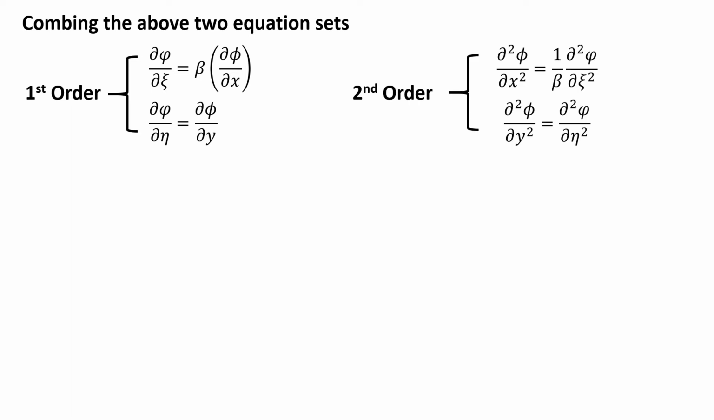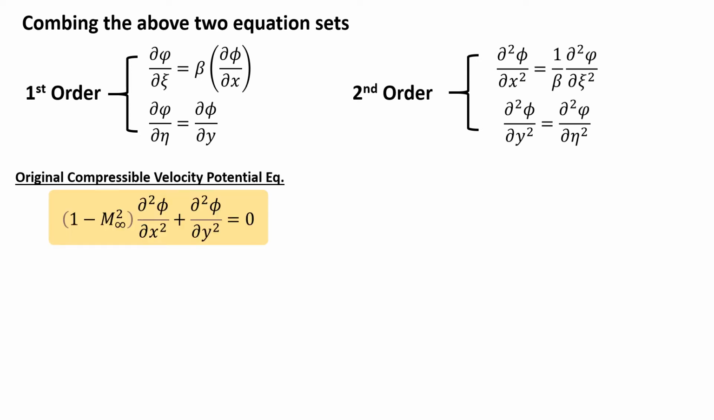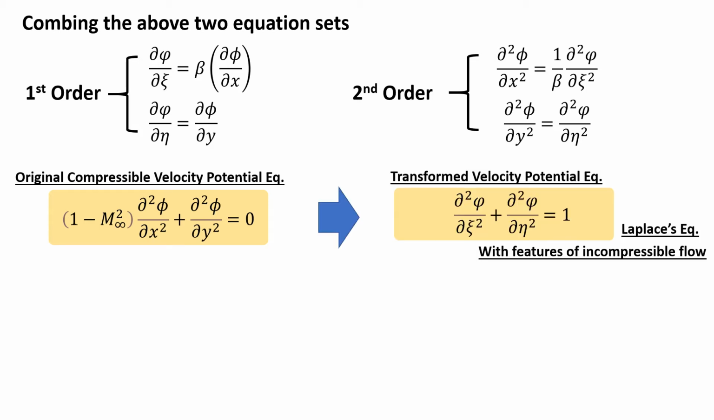This is first order. We can also have the second order relations. And since we have the original compressible velocity potential equation this way, now we can replace the big phi by the small phi. And then this is what we want to find. This is actually the transformed velocity potential equation.